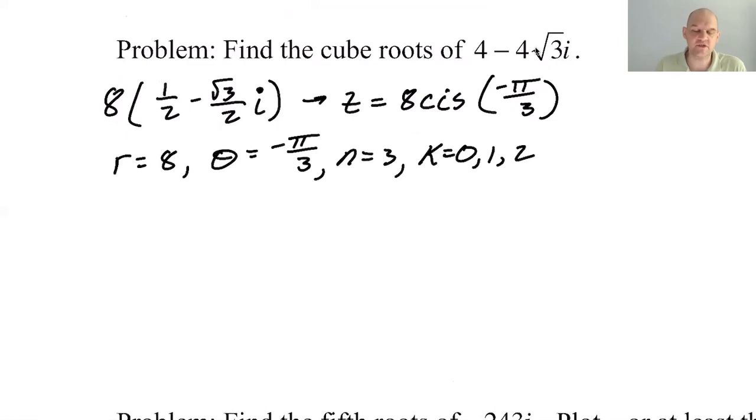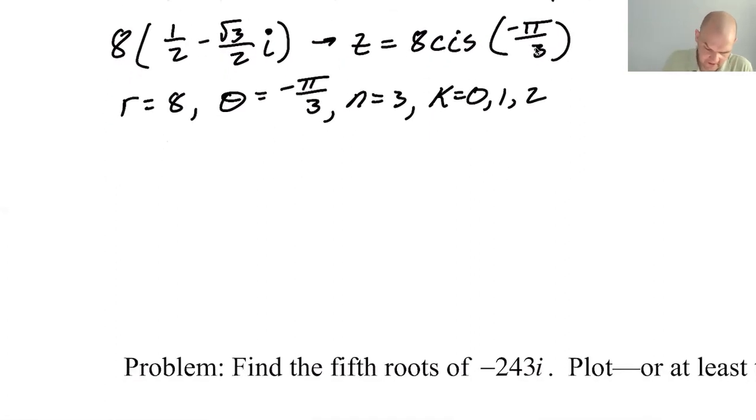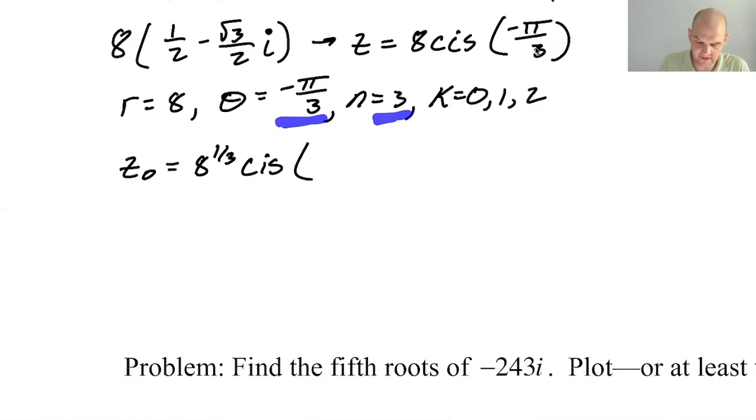Now we're going to find z0, which is going to be 8 to the 1/3, which is 2. The cube root of 8 is 2. Cis, then theta over n. Theta over n is negative pi over 3 divided by 3, so negative pi over 9, plus 2 pi over n, so 2 pi over 3, which I'm going to write as 6 pi over 9.